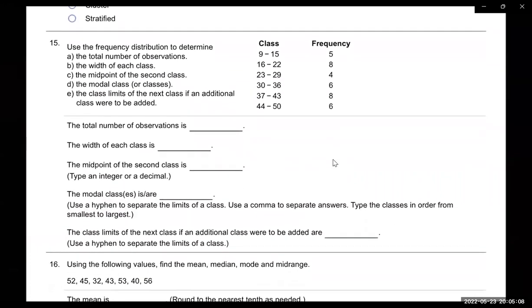All right. So, number 15. Use a frequency distribution to determine the total number of observations. So, to find the total number of observations, you just add up the frequencies. Let's find the sum of all these. I'm getting 37. Yeah. 37 it is.